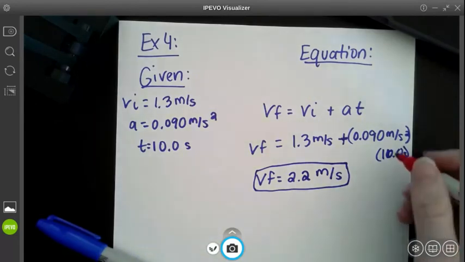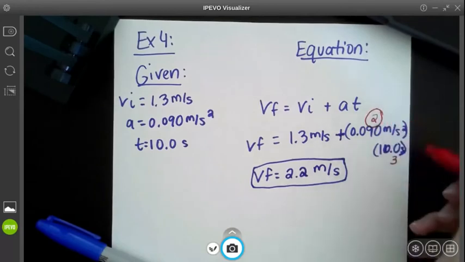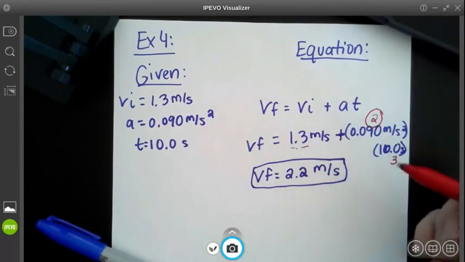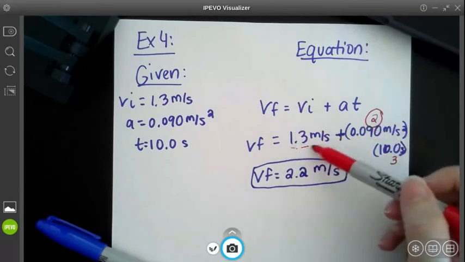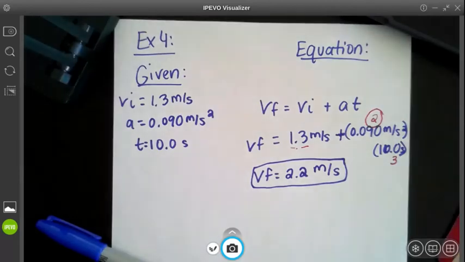So how we would do sig figs for this is this has 2 and this has 3, but you would do the least amount of sig figs. And then also when you're adding, it shows you right here that you need to have 1 decimal place with it. So that's how you do sig figs for this problem.